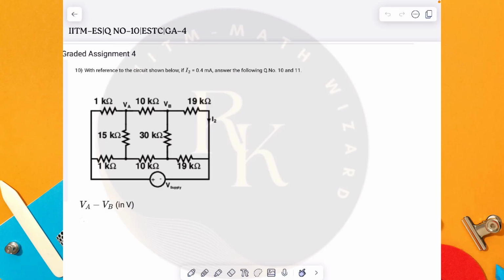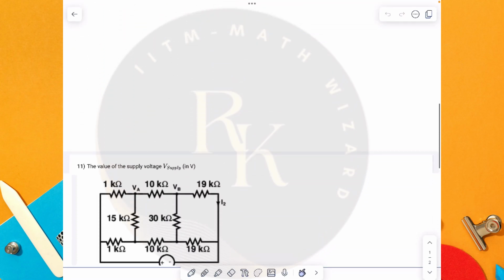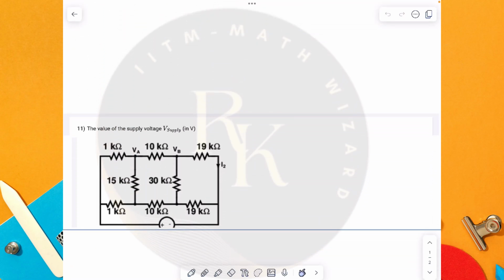Hi everyone, now we are going to look at the 10th and 11th question of IITM-ES. So here two questions we are going to solve, 10 and 11. How we should solve this one, let us see. As per the procedure, first we are going to solve the 11th question.